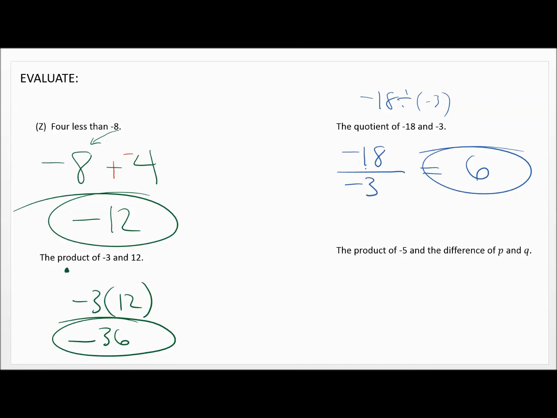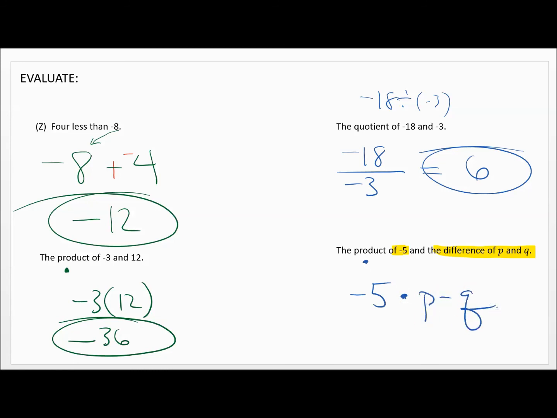Last problem. The product, what does that mean? Multiply, of negative 5 and the difference of P and Q. So what is the product? What two things are we multiplying together? The product of negative 5 and the difference of P and Q. Those are the two things we're multiplying together. So we've got negative 5 times the difference of P and Q, which means just do P minus Q.